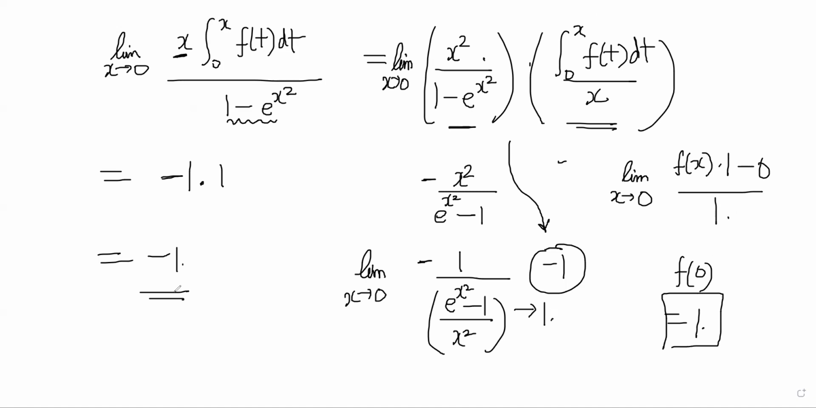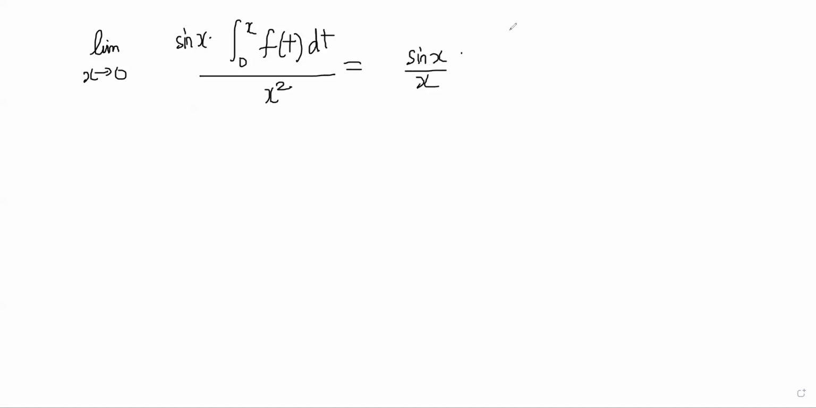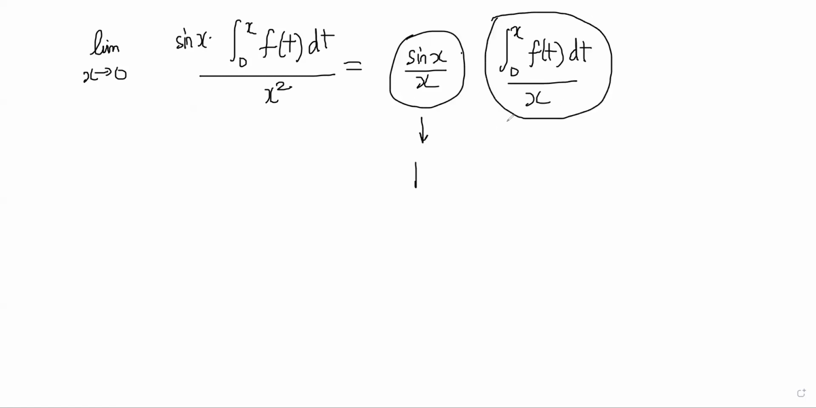And finally, we look at the fourth option, which is another limit calculation: limit x tends to 0 of sine of x times integral 0 to x f of t dt divided by x square. Now this is very obvious. It is sine x by x multiplied by integral 0 to x f of t dt divided by x. This limit tends to 1 and this limit we just now calculated was tending to 1 after differentiation. So therefore this limit overall is tending to 1, which is incorrect because the option said it was minus 1. So this concludes our problem.